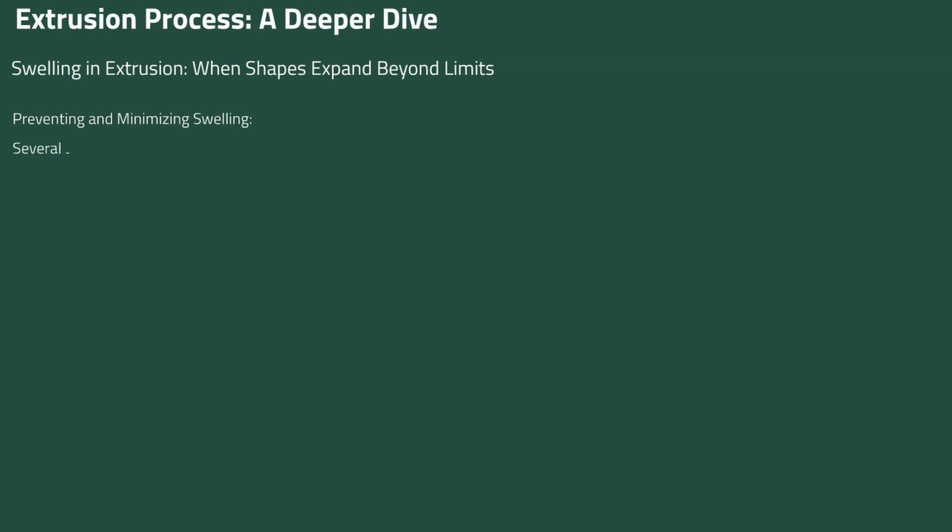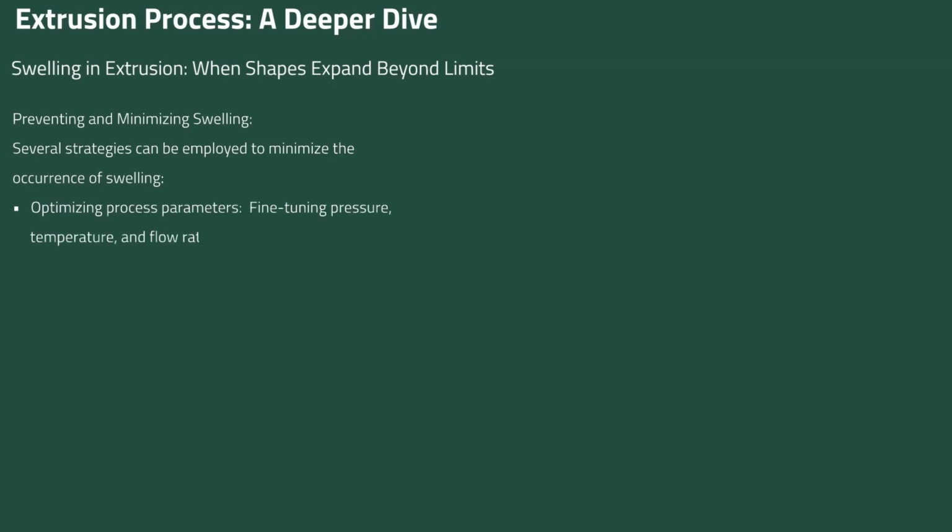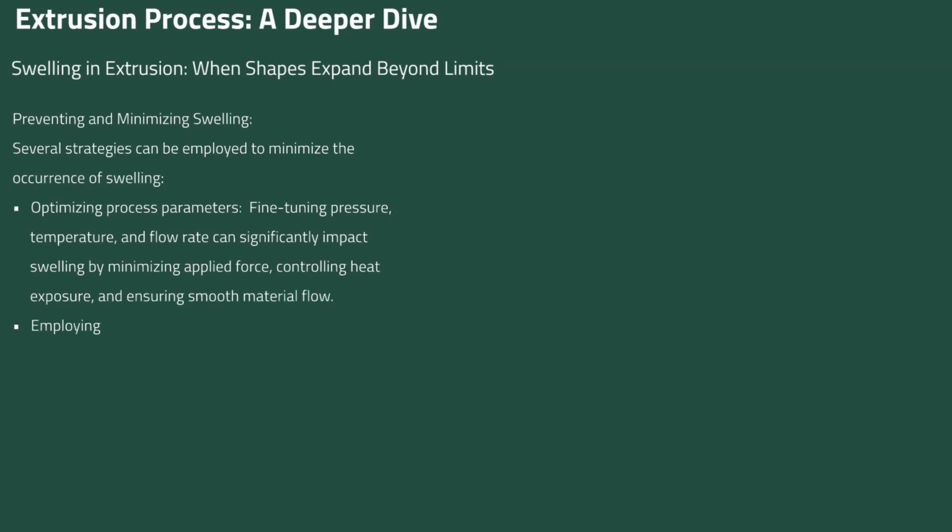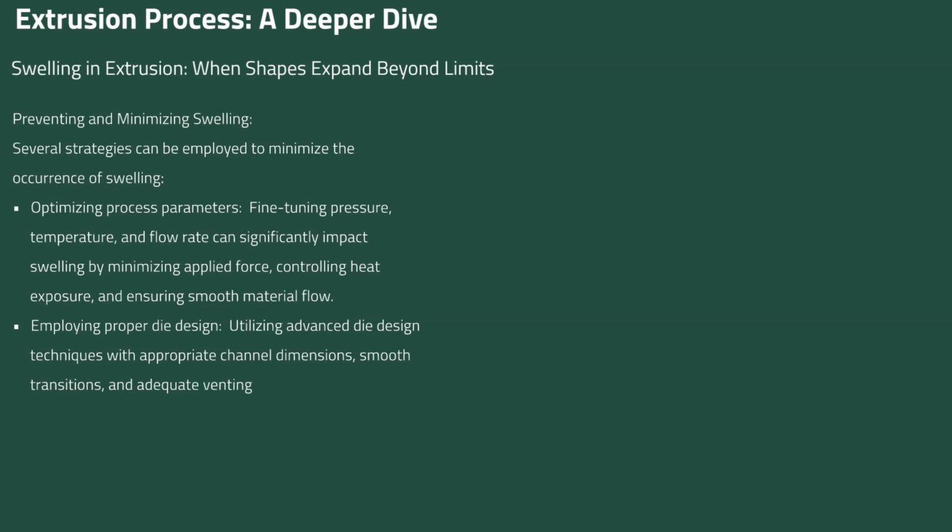Preventing and minimizing swelling. Several strategies can be employed to minimize the occurrence of swelling. Optimizing process parameters. Fine-tuning pressure, temperature, and flow rate can significantly impact swelling by minimizing applied force, controlling heat exposure, and ensuring smooth material flow. Employing proper die design. Utilizing advanced die design techniques with appropriate channel dimensions, smooth transitions, and adequate venting can prevent flow restrictions and pressure buildup.